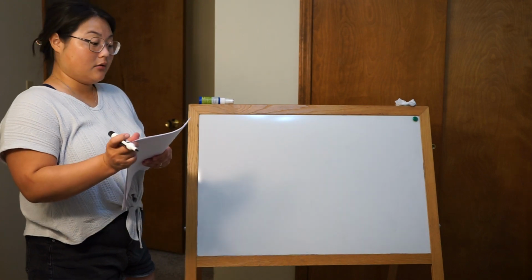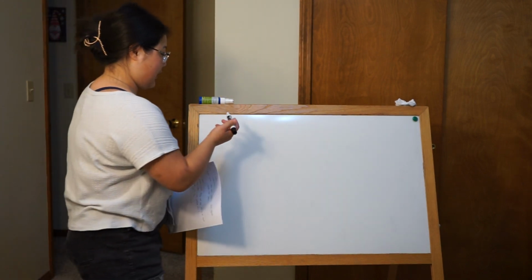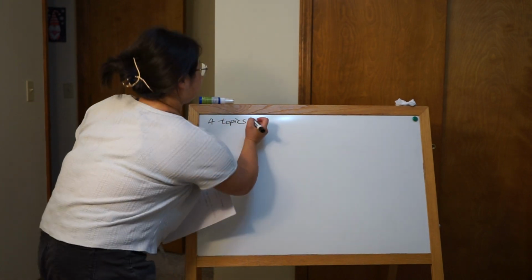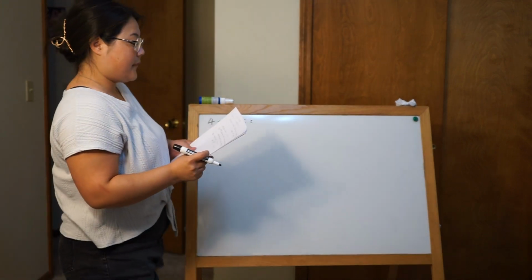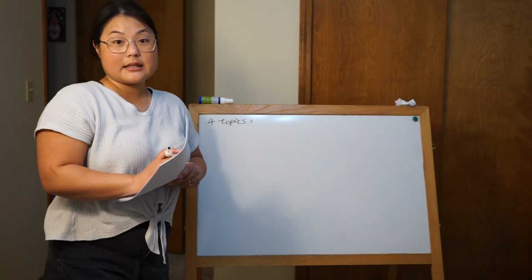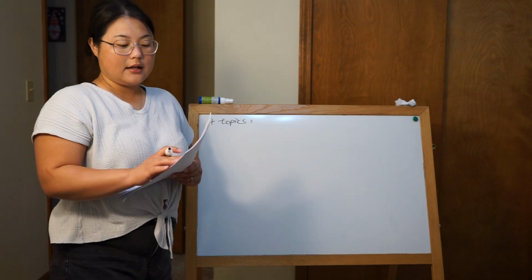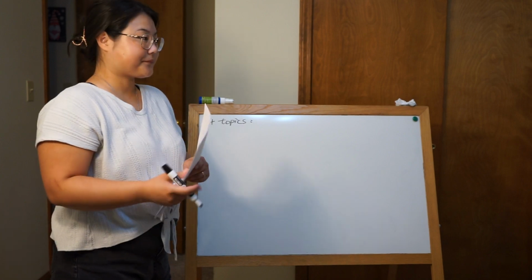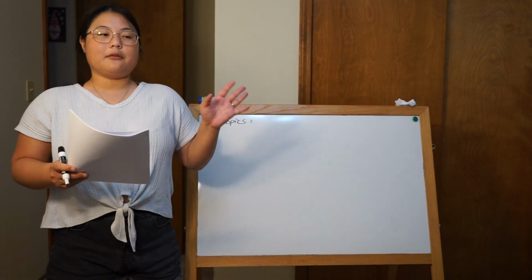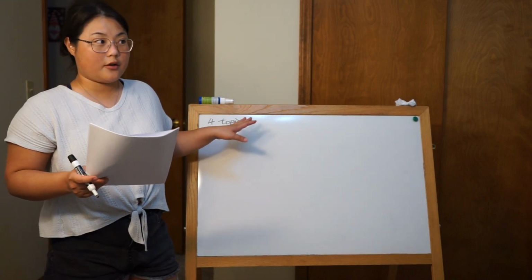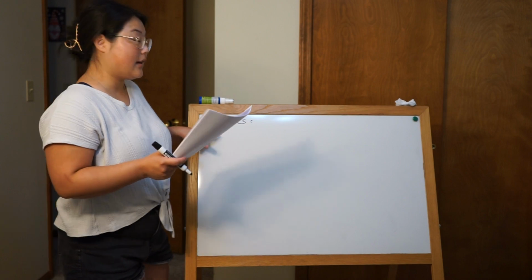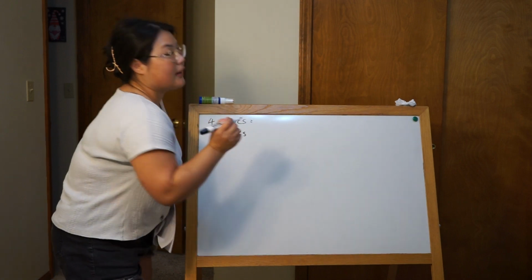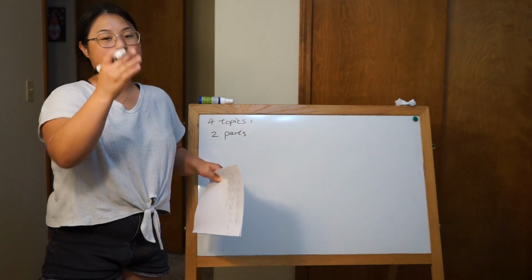GED mathematics includes four topics in the exam: basic mathematics, geometry, basic algebra, and graphs and functions. We will go over these topics one by one in the future. The exam is also separated into two parts.